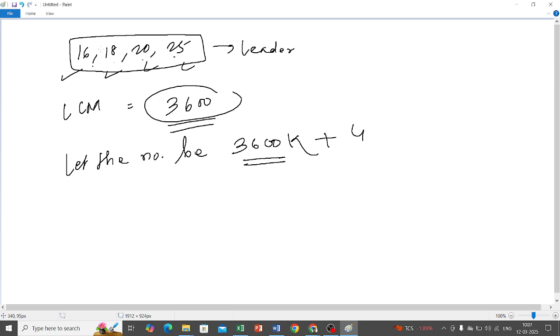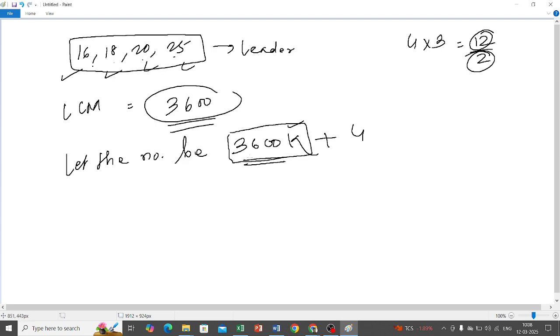3600 is the number which is divisible by 16, 18, 20 and 25. If I multiply this 3600 by any number k, then this whole number will also be divisible by 16, 18, 20 and 25. Yes or no? Suppose 4 is divisible by 2, 4 is a multiple of 2. Multiply any number with 4, take 3, 5, any number. You see the answer that you get is also divisible by 2.